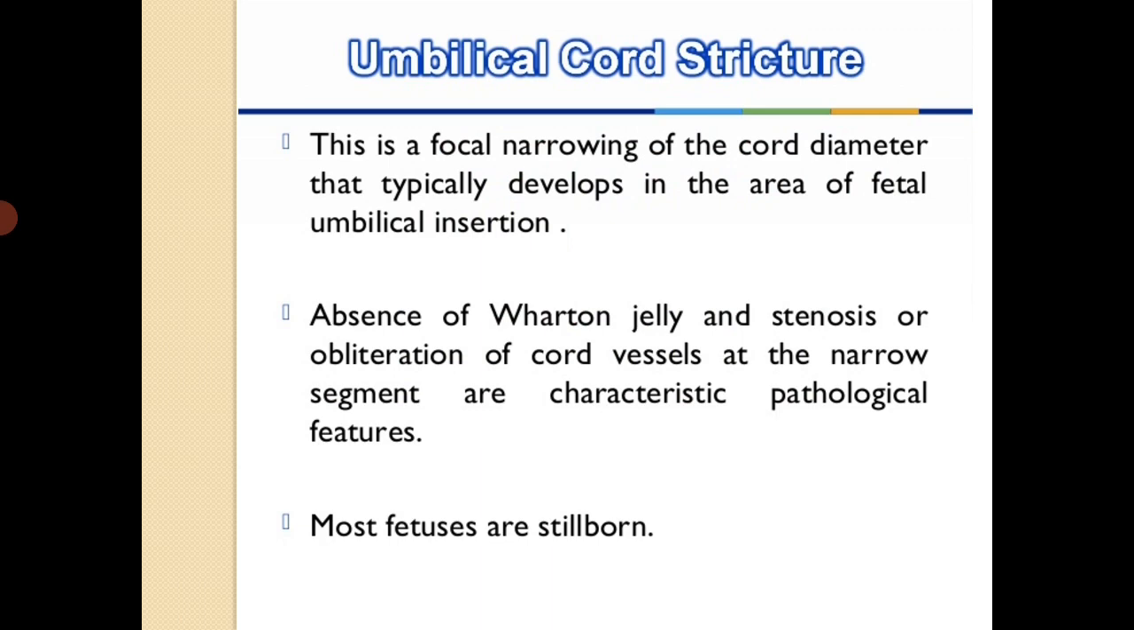Then umbilical cord stricture. This is a focal narrowing of the cord diameter that typically develops in the area of fetal umbilical insertion. Absence of Wharton's jelly and stenosis or obliteration of cord vessels at the narrow segment are characteristics of the pathological features. The fetus with the cord stricture may be stillborn.